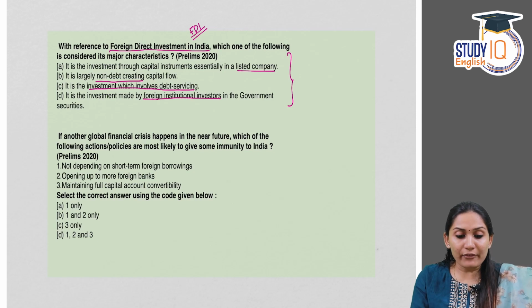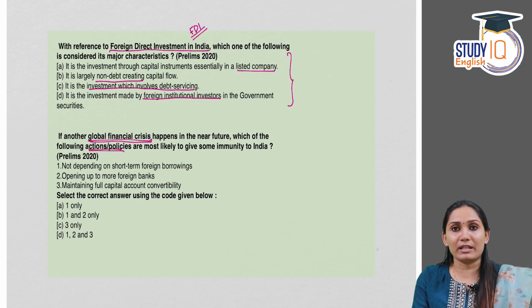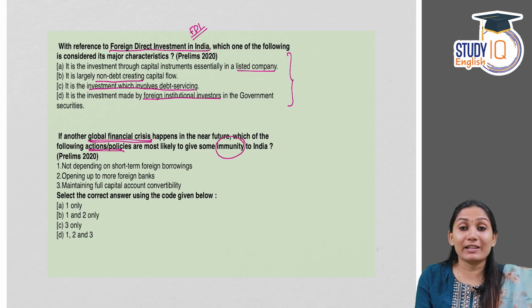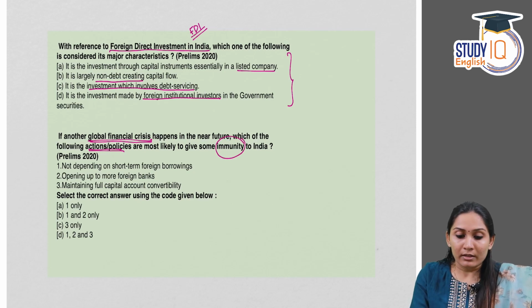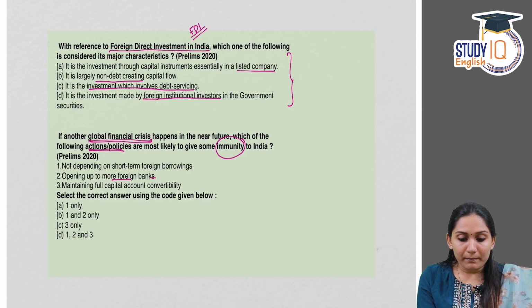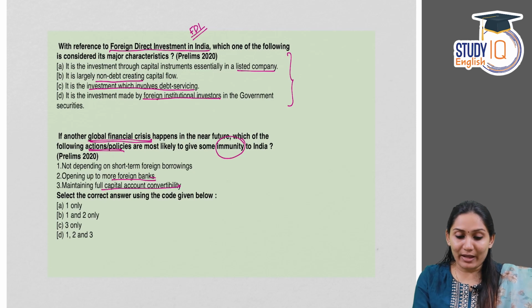Second question: if another global financial crisis happens in the near future, which of the following actions or policies are most likely to give some immunity to India? So, which of the policies will give immunity to India in case of a recession or global financial crisis? Not depending on short-term foreign borrowings, opening up to more foreign banks, maintaining full capital account convertibility. So you have to find out the correct answer, and you have to comment it.